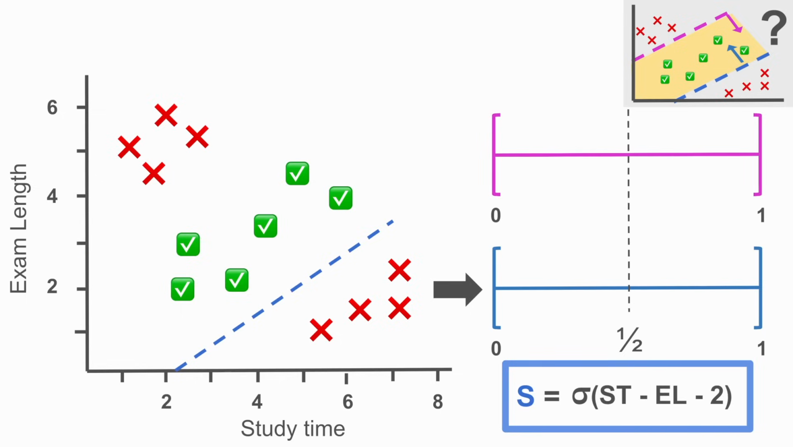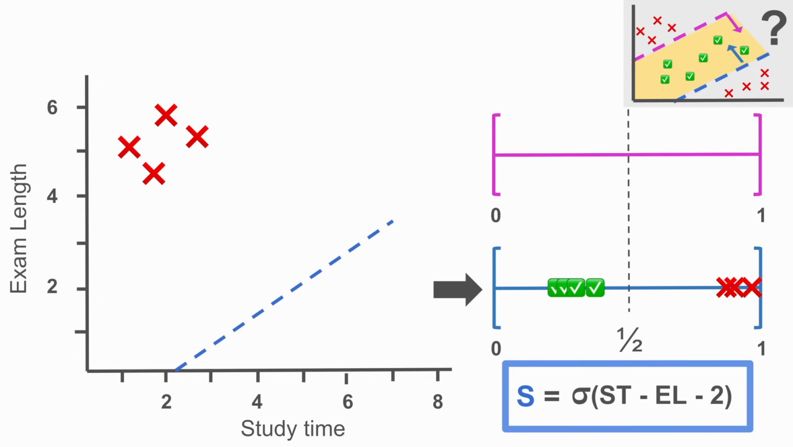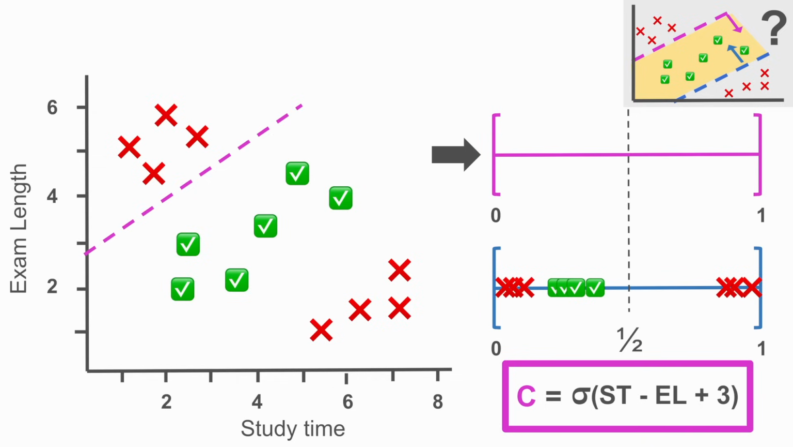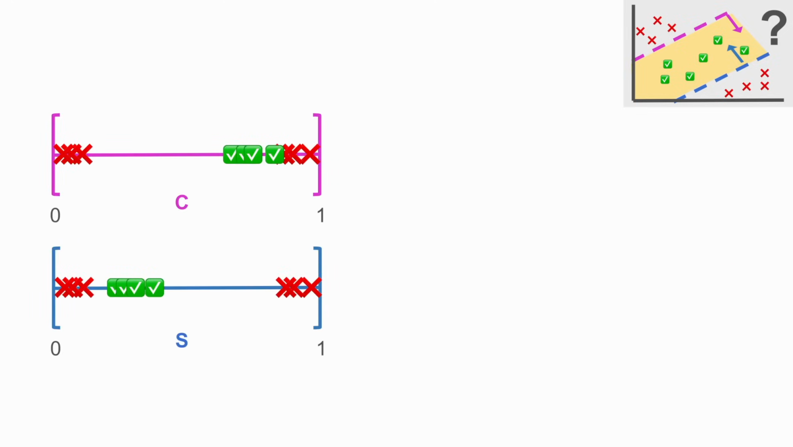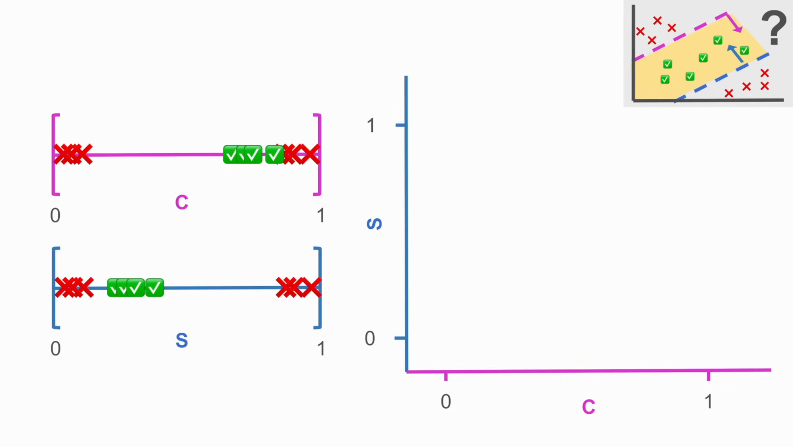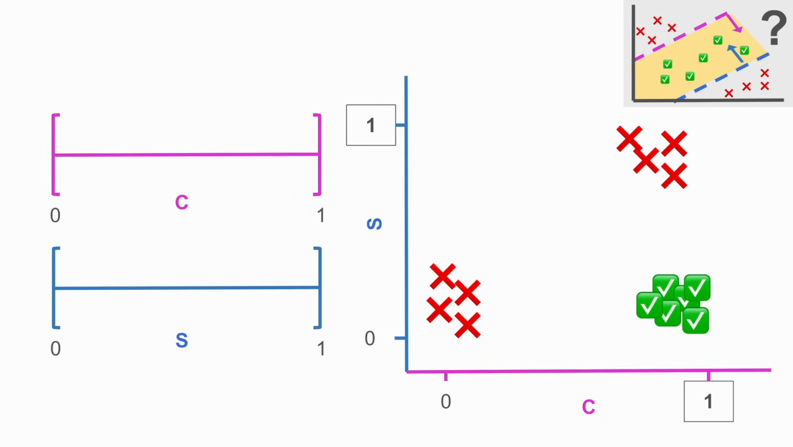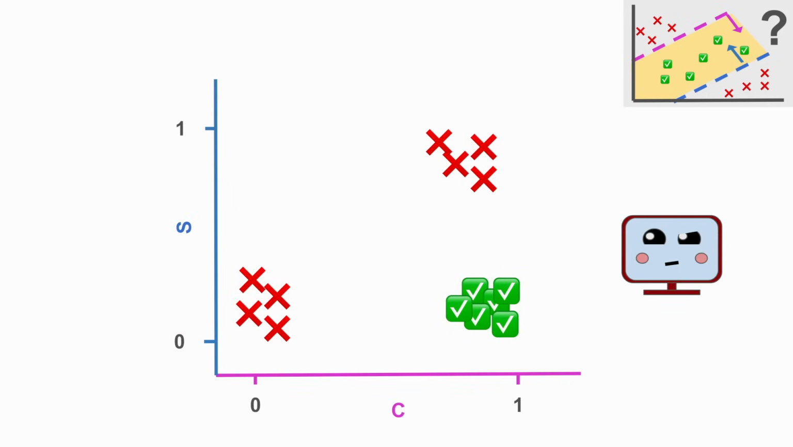The blue model maps data points in the 2D plane of study time and exam length to the interval 0, 1 in the following way. While the purple model maps data points to the interval 0, 1 in this way. Just like we plotted our data based on exam length and study time, let's plot our data based on the purple and blue mappings. With the x-coordinate being the purple mapping and the y-coordinate being the blue mapping, we can visualize our data in this new 2D plane. Notice anything? Here, in this 2D plane, there absolutely is a line that can distinguish students that passed from those that failed.